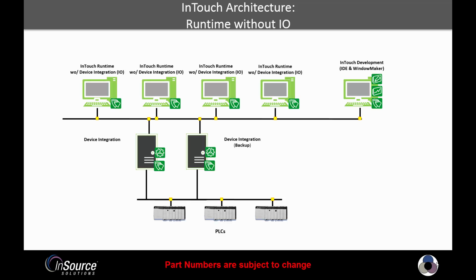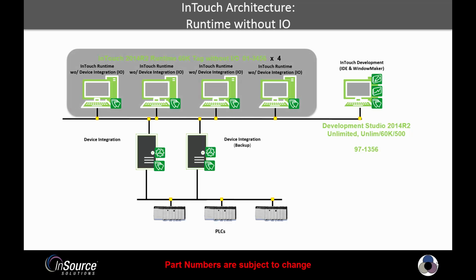In the event that my InTouch runtime applications up at the top cannot connect to get information from the PLCs through the device integration server on the left, it will revert to the device integration backup that's on the right. This is I/O redundancy. This is managed through the concept of the access name that we saw a little earlier, where we can define a primary and a secondary machine for device integration.